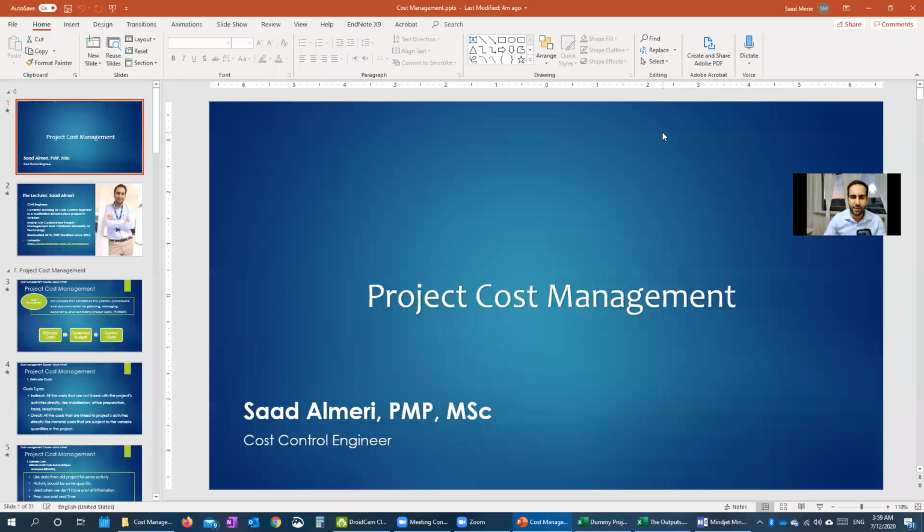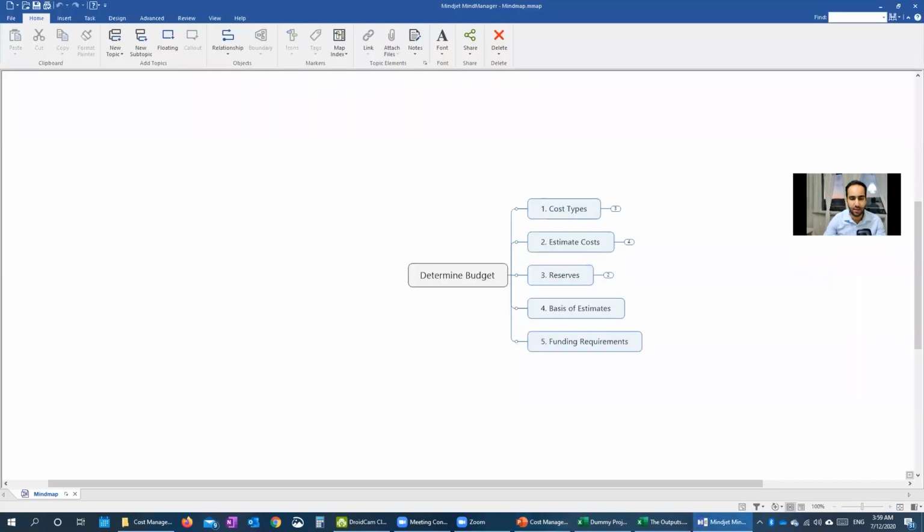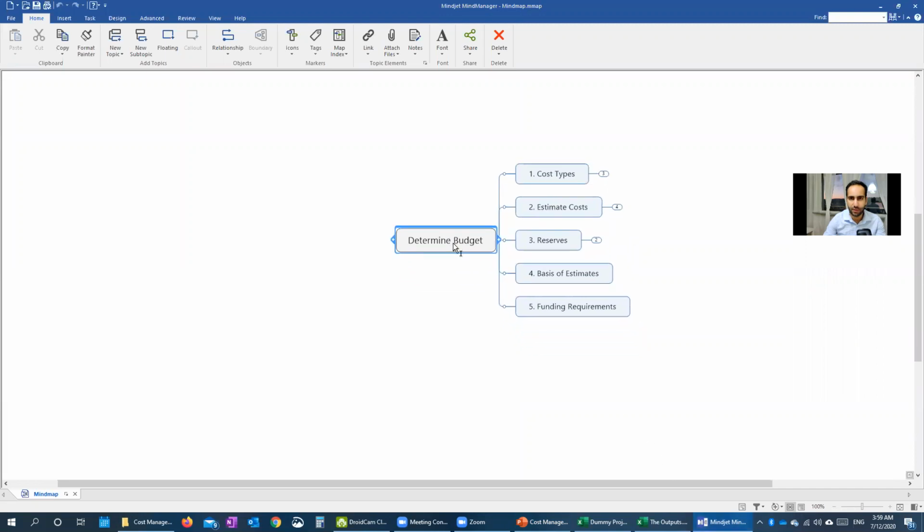Hello and welcome to the second part of the course, Project Cost Management. We talked in the first part about a few things. I will try to recap them in this mind map. So the first thing we talked about is how to determine budget.